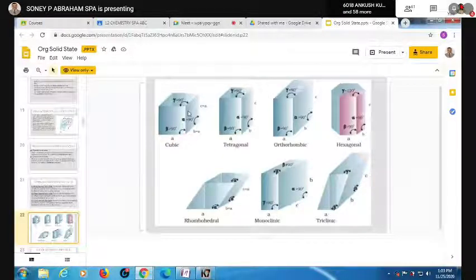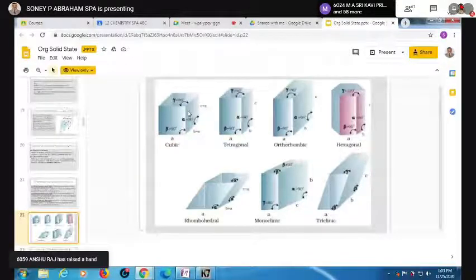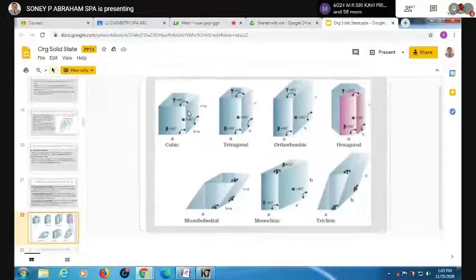And when you are talking about cubic unit cell or cubic type of crystals, you will have primitive, body centered, as well as face centered. Three types are possible in cubic. In tetragonal, only two types are possible: primitive and body centered. So 3 plus 2 is 5.